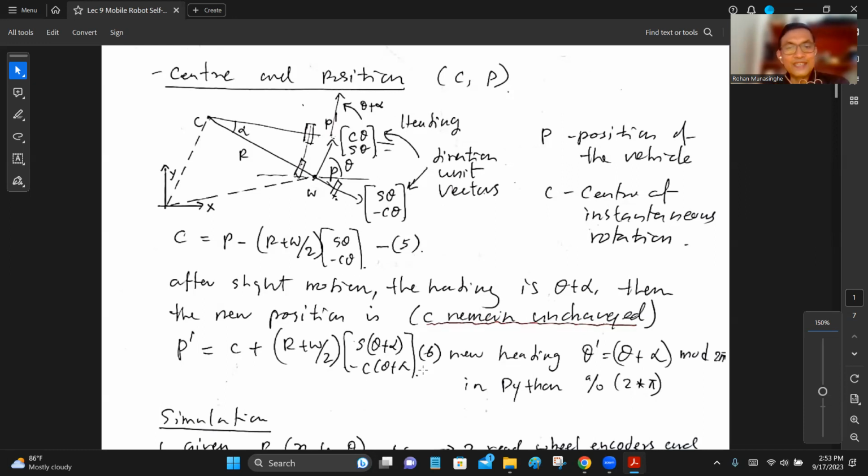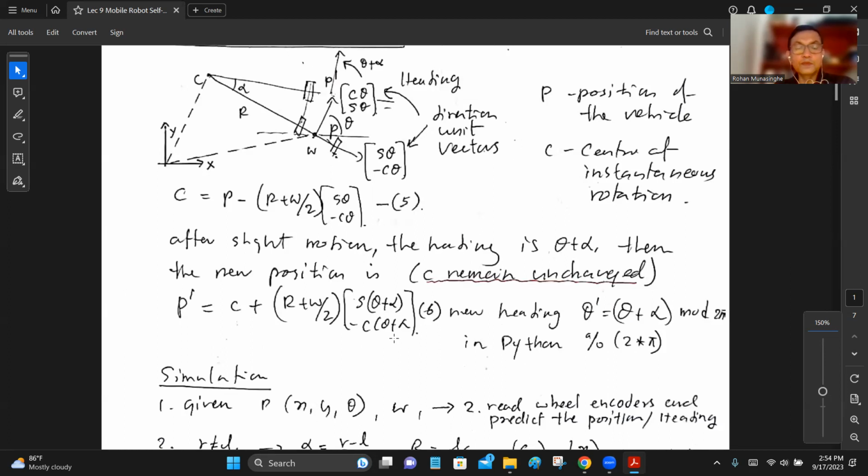How do you do that? You do it in equation number 6. What is that? P dash, this vector over here, is equal to C, which we now know, plus, you can see this is R plus W over 2 again, this distance, times the unit vector in the same direction. Now it is changing from sine theta to sine theta plus alpha, and minus cos theta to minus cos theta plus alpha. All right, the same equation. This time in equation number 5, you use available information to calculate the instantaneous center of rotation, and then in equation number 6 you use it to calculate P dash, the new position.